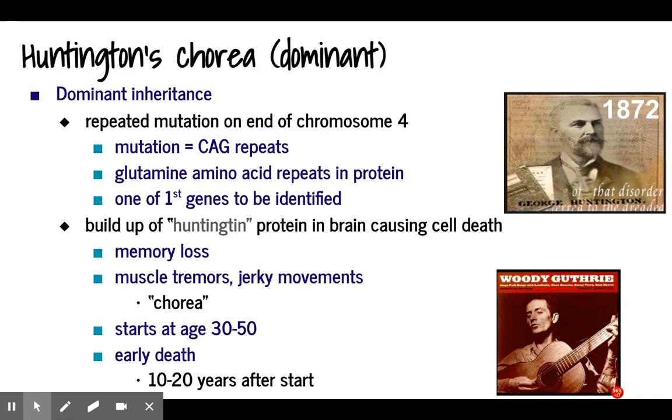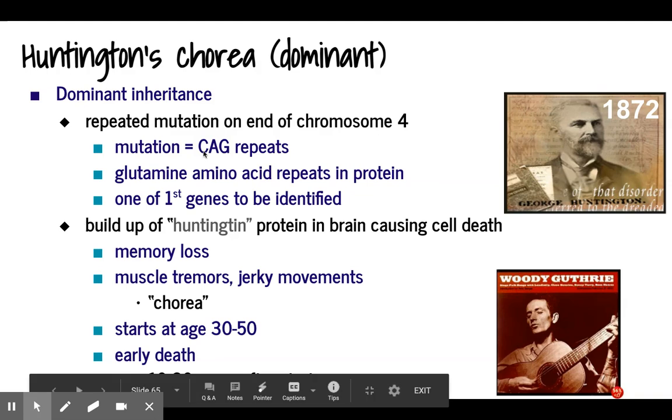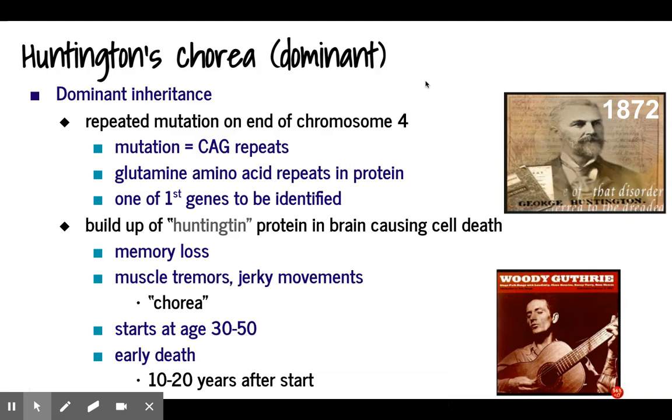So, in Huntington's, it's a dominant inheritance. And what happens is there's a repeated mutation on the end of chromosome number 4. That then causes a buildup of the Huntington protein in the brain, which causes cell death. So, it basically eats away at your brain. Okay, not eats away at your brain, but it builds up, which then causes the cells to die in your brain. Causes then memory loss, causes your muscles to tremor. This disorder usually starts at around the age between 30 and 50.